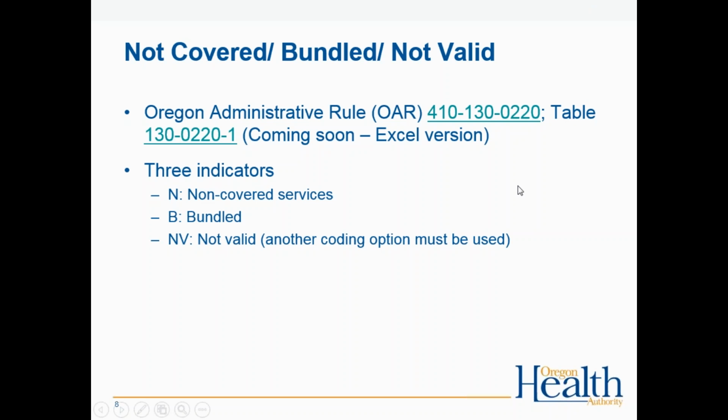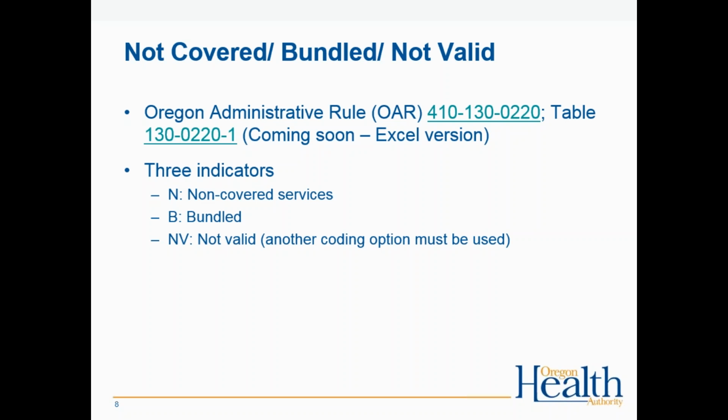And then there's also a table in the Oregon Administrative Rule where you will find those procedure codes. So there are 3 indicators as you look at that code group or that table. N means that it's a non-covered service. B means that it's bundled. And NV means that it's not valid, so another coding option would be used for that service. Do you want to add anything to that, Nathan?